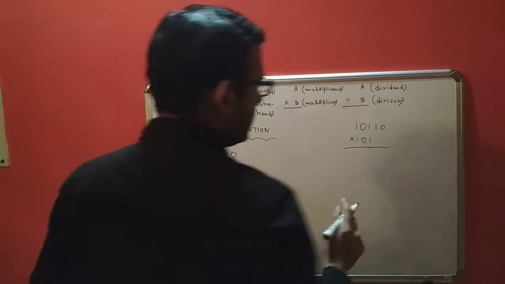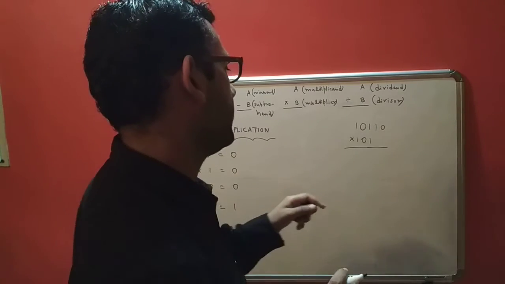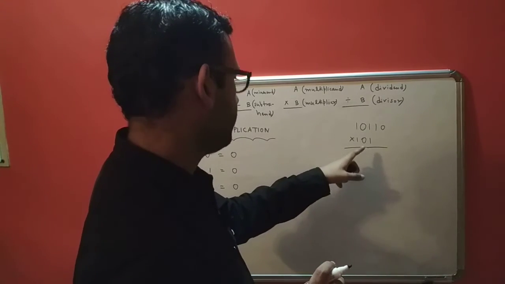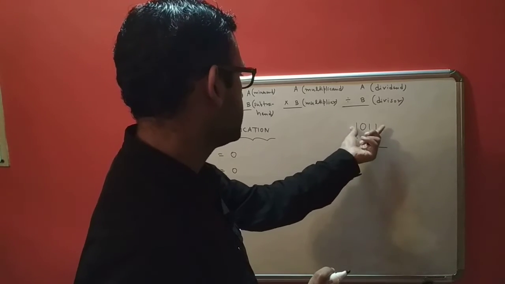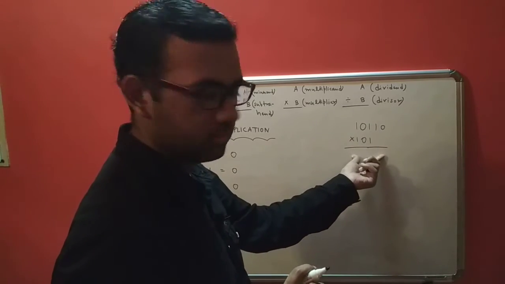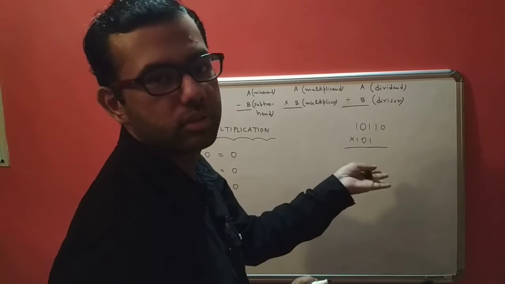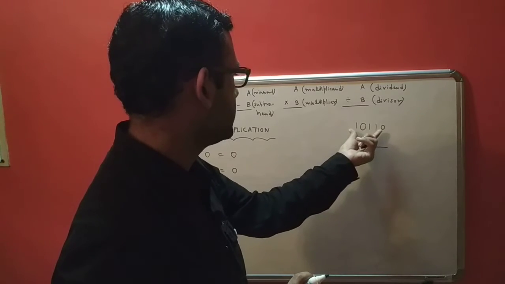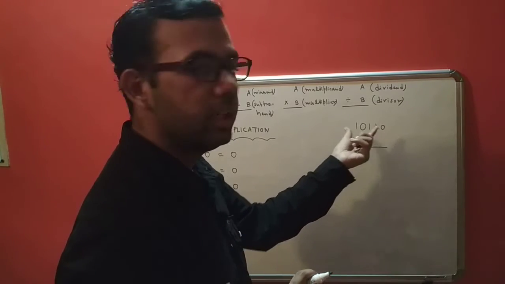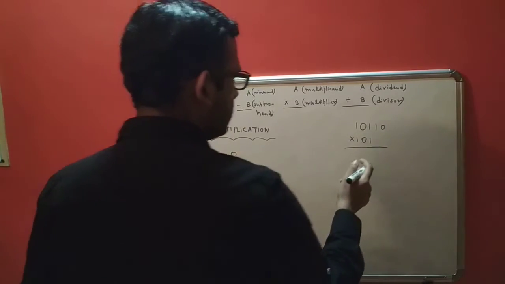Now see, in order to perform binary multiplication, there are just two things that you need to keep in mind. If you find a 1 in the multiplier, then simply substitute the multiplicand. If you find a 0, simply substitute zeros. How many zeros? The number of bits present in the multiplicand should be the number of zeros that you should substitute. Okay, so let's see how this works.